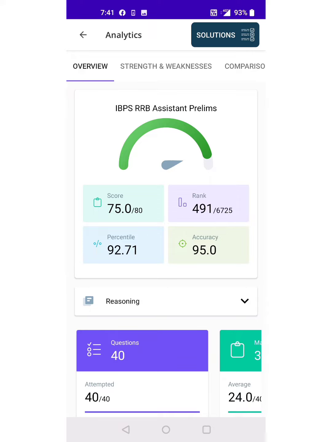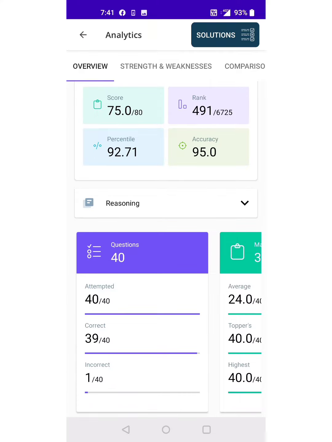Overall I attempted all 80 questions, but 4 questions are incorrect. So overall I got 75, my percentile was 92.71 and my accuracy was 95%. In the reasoning section I attempted all 40, but 39 are correct and 1 is incorrect. This one is a silly mistake, guys, in an inequalities-based problem.